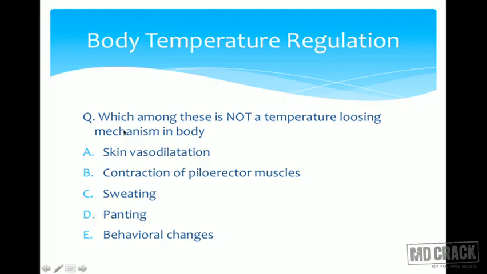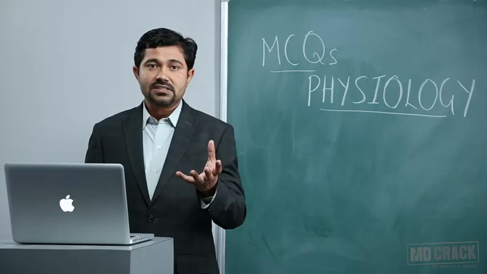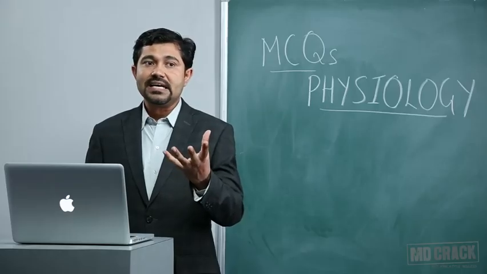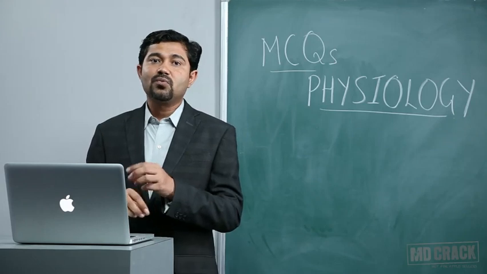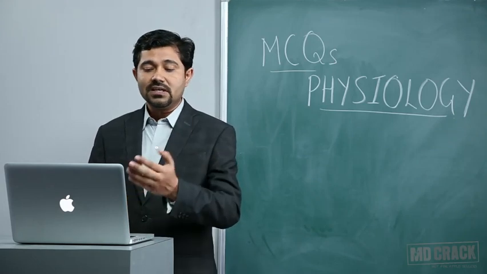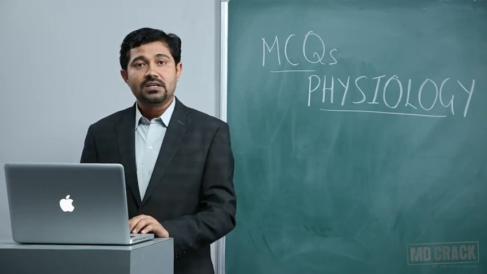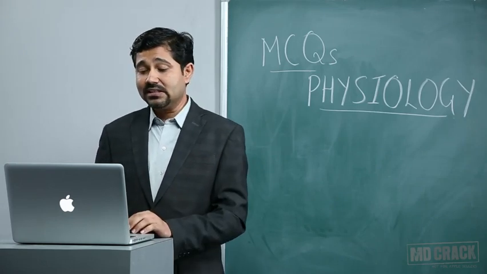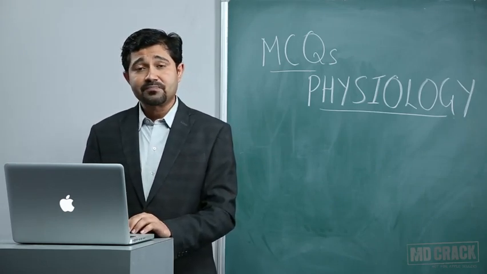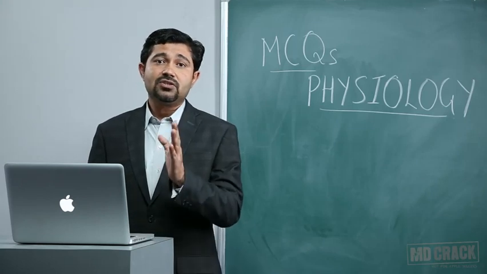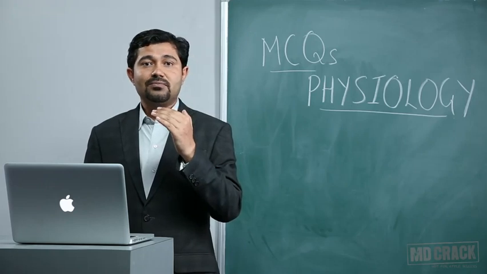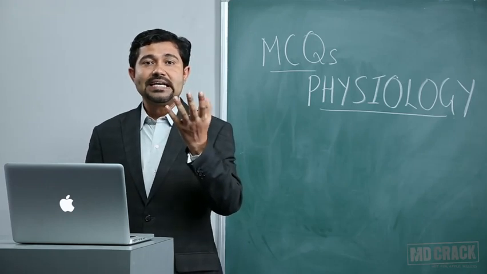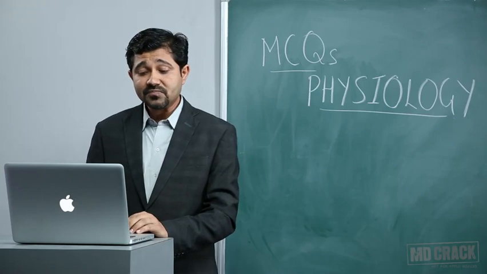Temperature losing mechanisms. Whenever the heat in the body increases, the temperature losing mechanisms are activated by the hypothalamus. Look at skin vasodilation. Skin vasodilation will cause more heat to be lost to the atmosphere, so it is a temperature losing mechanism. Sweating, of course, you know is very helpful to lose heat. Panting in animals, in dogs, you can see that whenever there's panting, the saliva from the tongue gets evaporated. At that time, the heat is lost from the body.